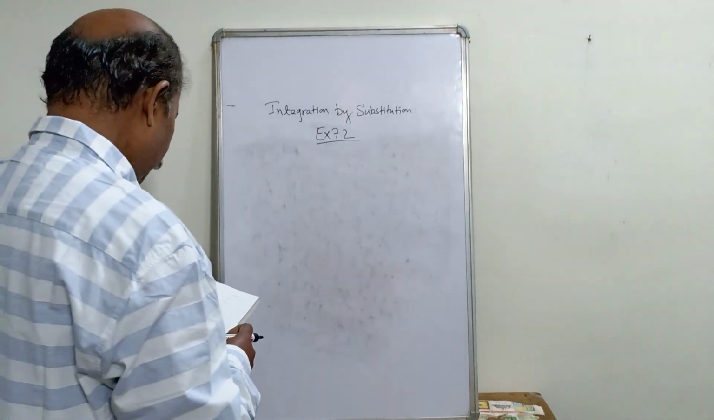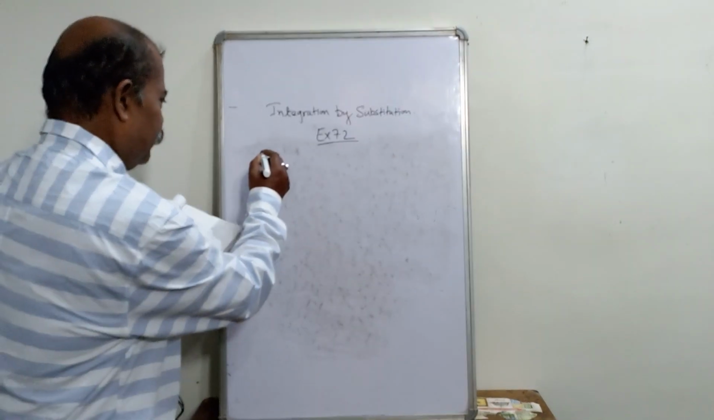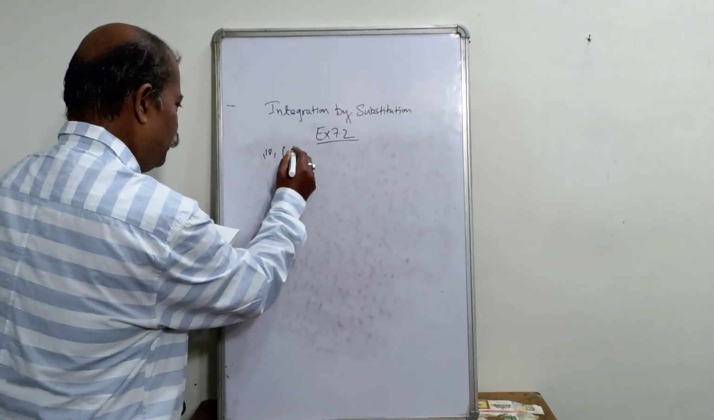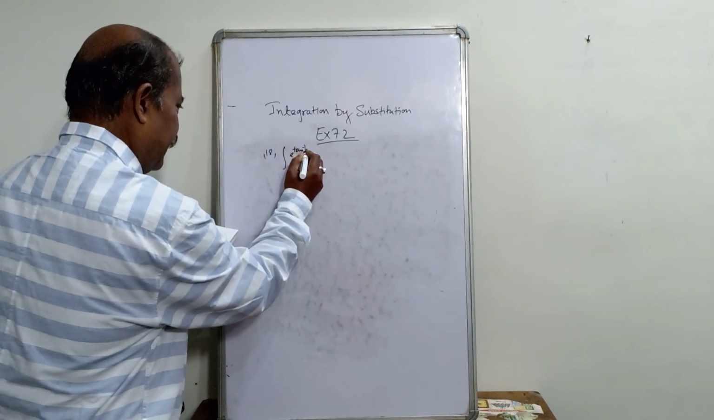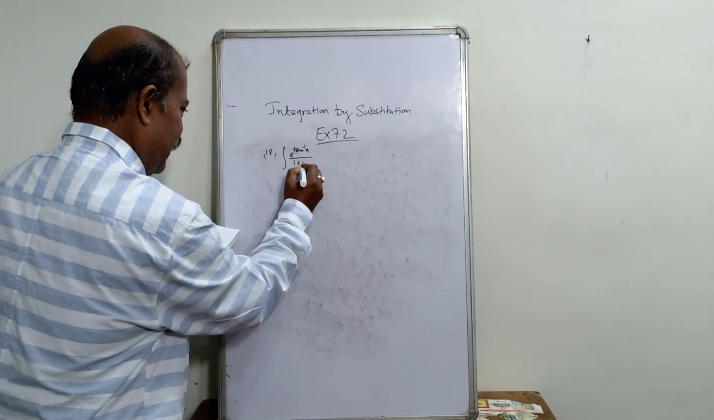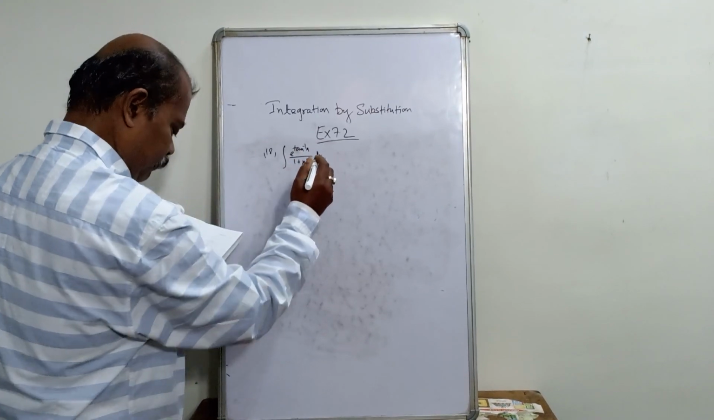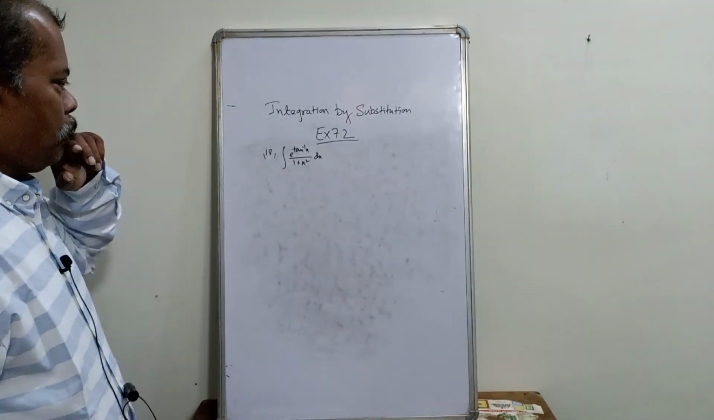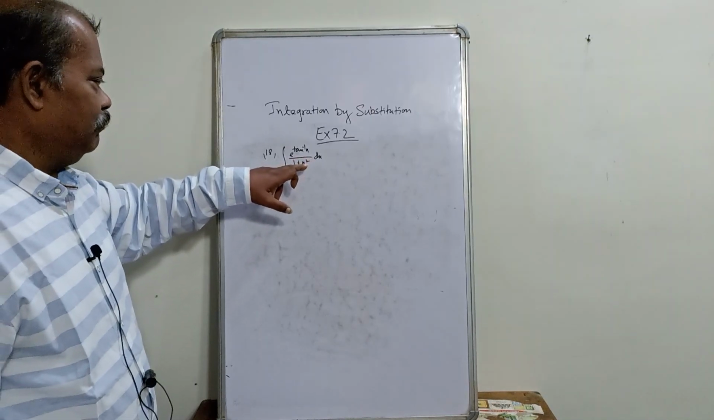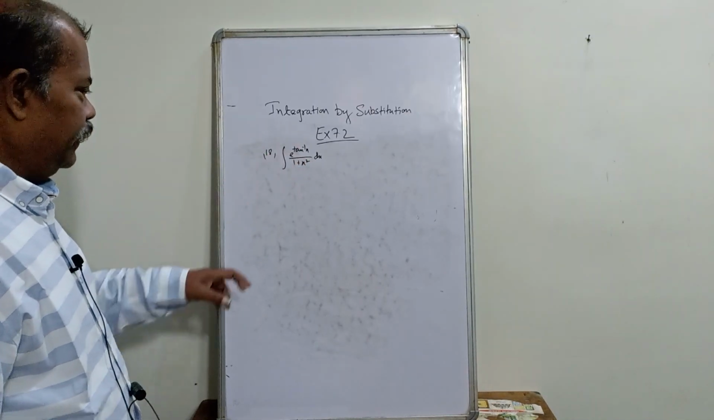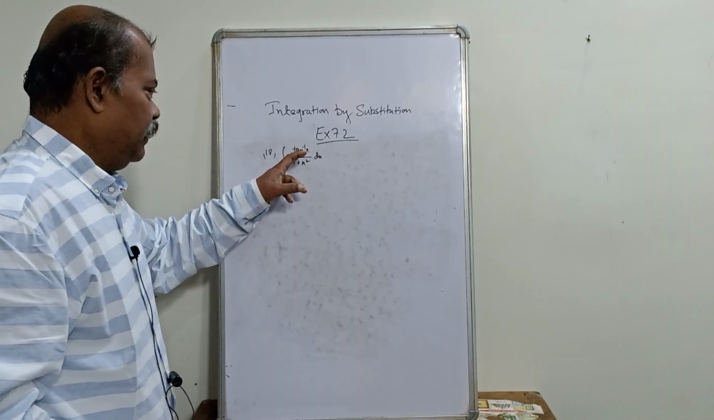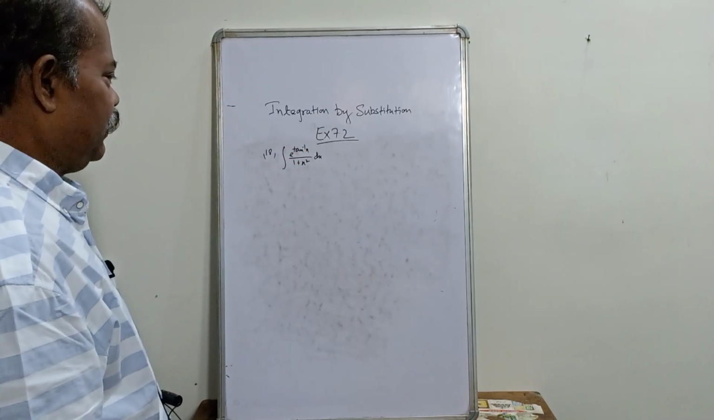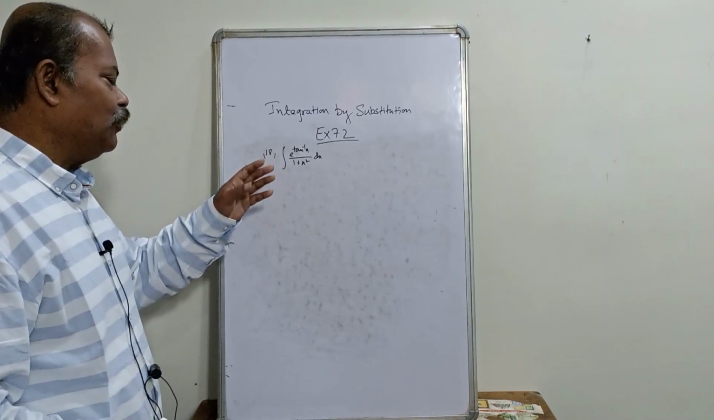Now exercise 7.2, question number 18. Your question number 18 is integral of e to the power of tan inverse x by 1 plus x square dx. Here you can see that again by the help of substitution this is possible, and you know that differentiation of tan inverse x is 1 by 1 plus x square. So this makes it easy to solve it.